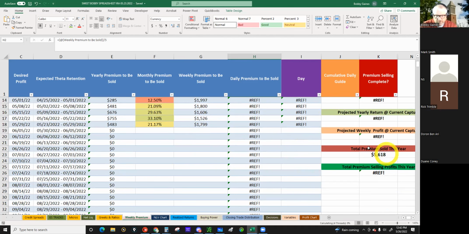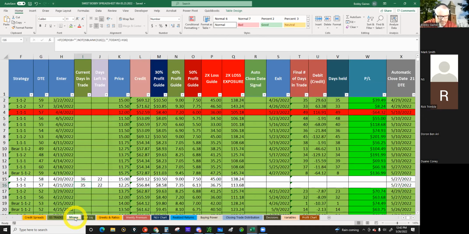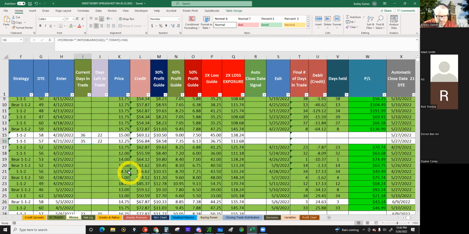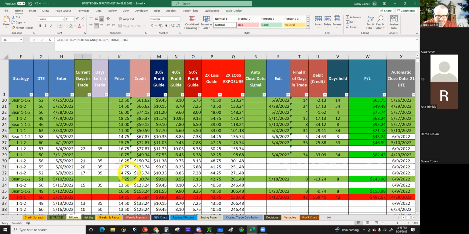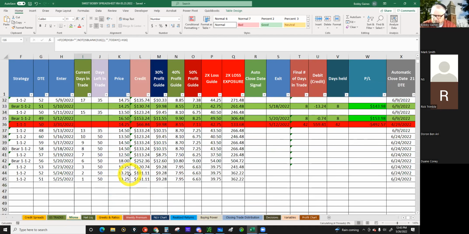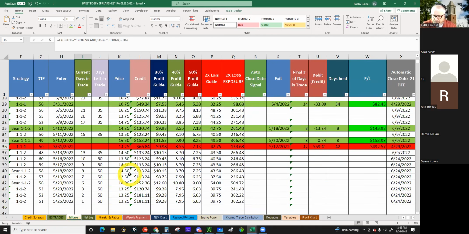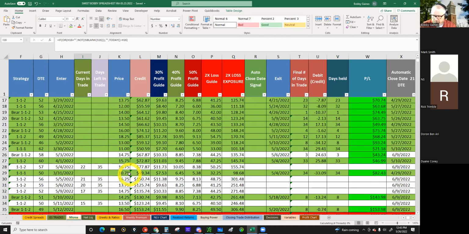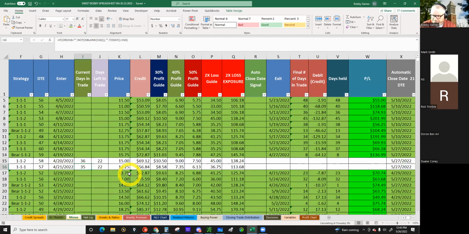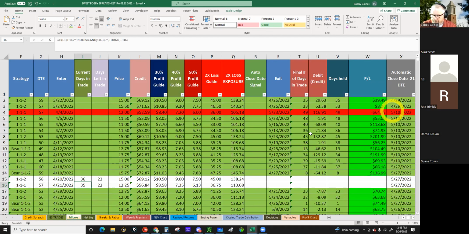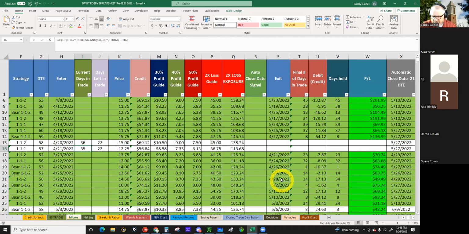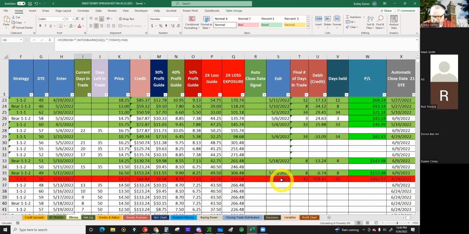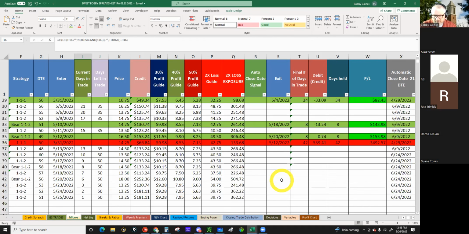Total premium sold, total profit. Hold on. It's got to be a date that I may have messed up. Hold on a second. This thing was working great yesterday. Damn it. Rick, this is where we need Rick saying, hey, Bob, you missed it by doing something. What did I do? Let me see about my dates here. Exits 4/26. Everything looks like 22. Done at 22, 22, 22. Just make sure I didn't do something crazy.